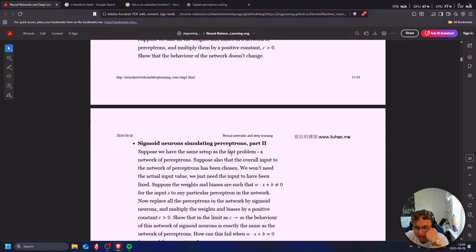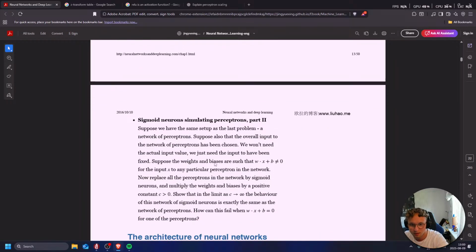With a network of perceptrons, suppose also the overall input to the network has been chosen. We won't need an actual input value, we just need the input to have been fixed. Suppose the weights and biases are such that they are not equal to 0, and the input x to any particular perceptron in the network is not equal to 0.